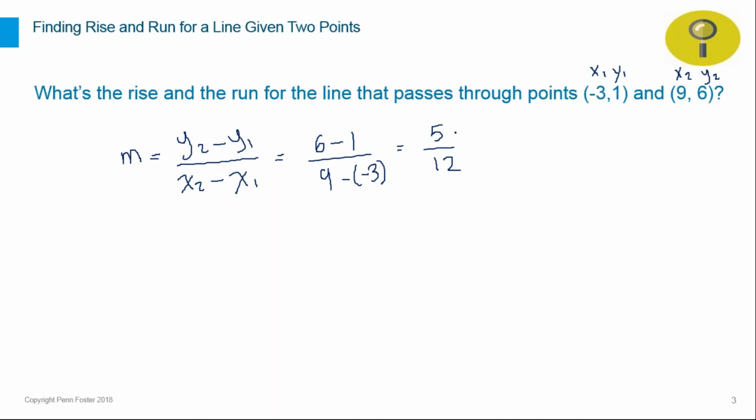The top number is the rise of the line and the bottom number is the run for the line. So that means to go from one point to another on that same line, you need to go up vertically 5 units, which is the rise, and go horizontally to the right 12 units.